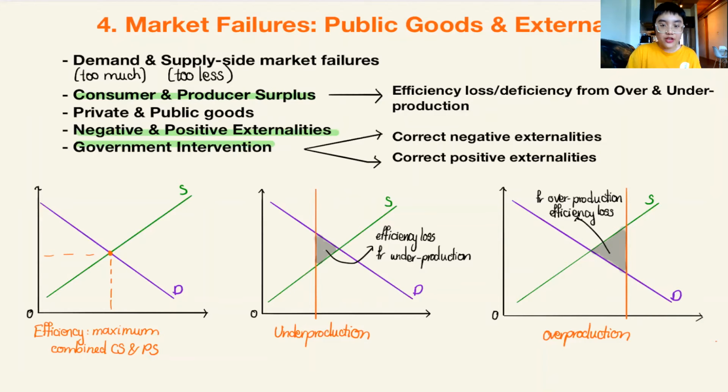Market failures, public goods, and externalities. In this chapter, you may want to review demand and supply side market failures, the consumer and producer surplus, what they are, how to identify them on the graph in the markets when it's efficient or failed in the supply or demand side, what is efficiency loss from over and underproduction, what are private and public goods, what are negative and positive externalities, and how the government can correct them.